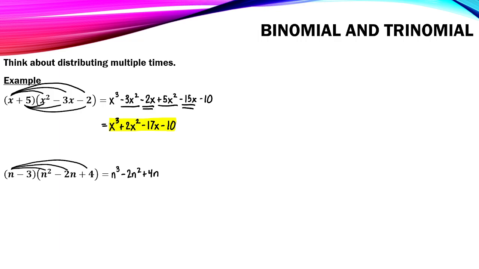After that, now I'm going to take the negative 3 and do the same thing. Negative 3 times the n squared gives me negative 3n squared. Negative 3 times the negative 2n gives me positive 6n.